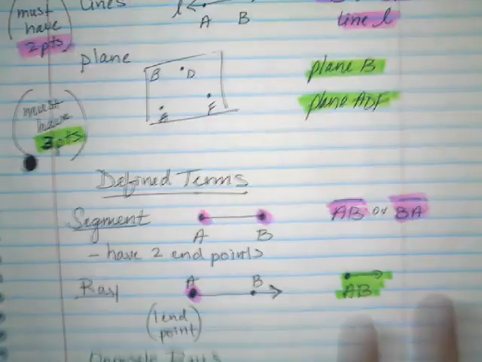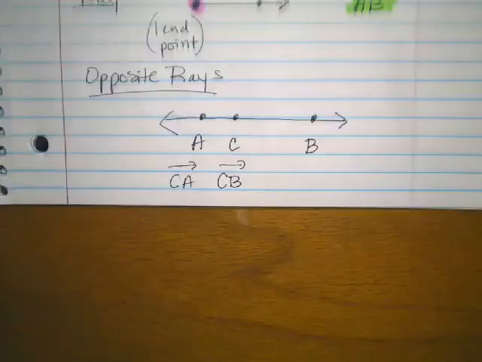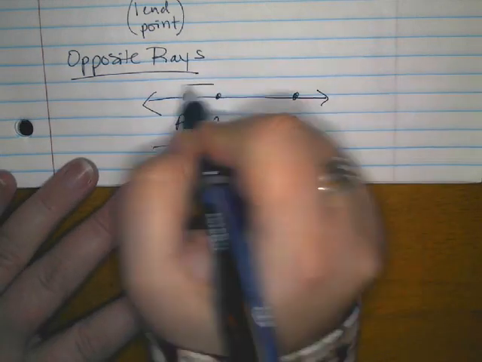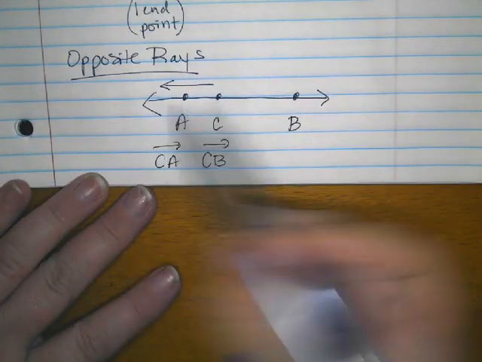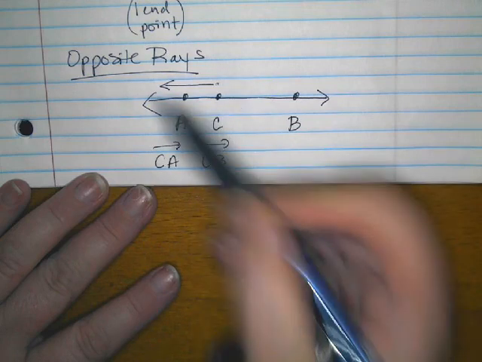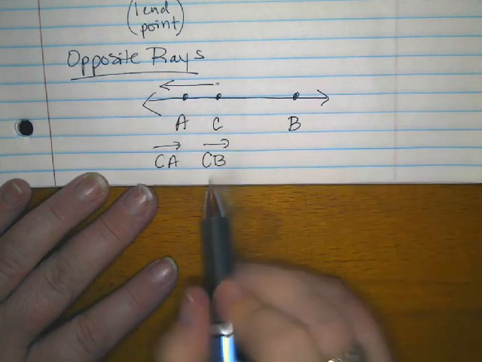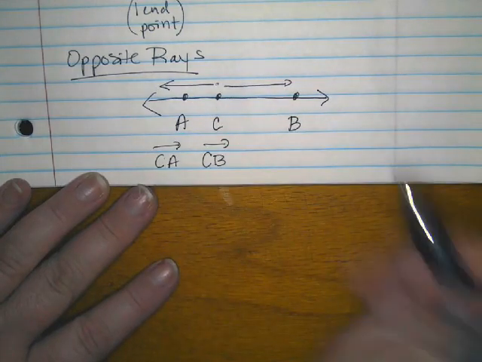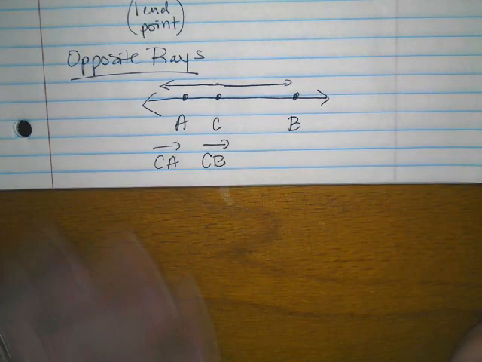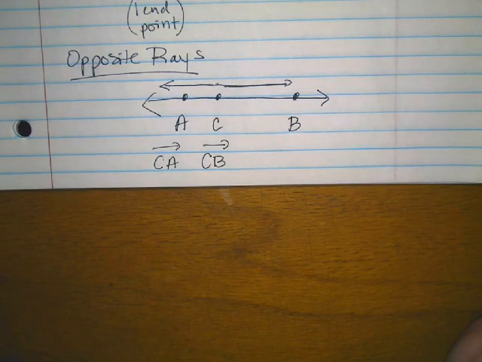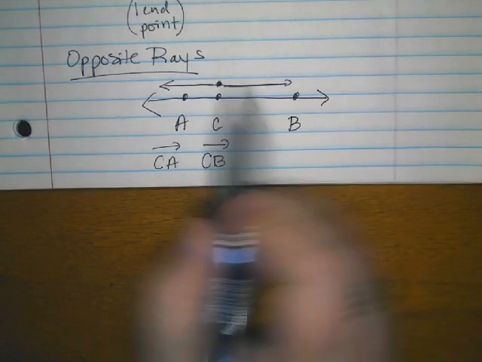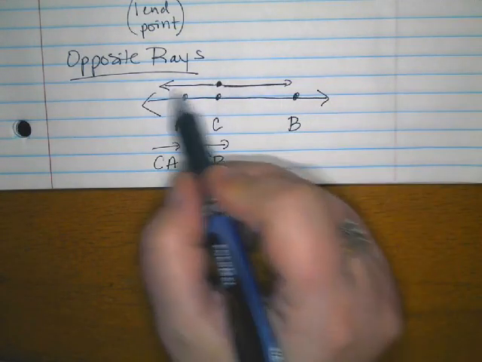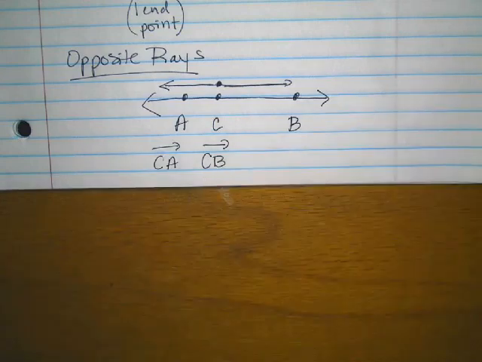The next one here is called opposite rays, and opposite rays happen when I can see, right here, I have ray CA. You can see it's starting right here and it's shooting this direction, ray CA. And then I have ray CB. You can see it's shooting the other direction. And when that happens, it actually creates a line. Those are opposite rays. They have the same endpoint, but because they're both shooting in the opposite direction, this actually creates a line.